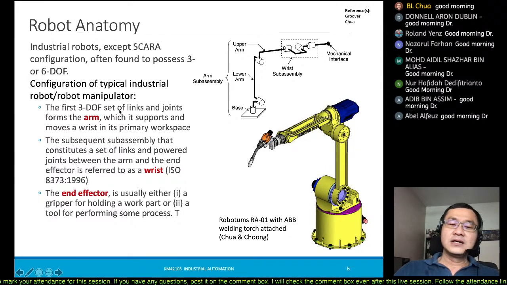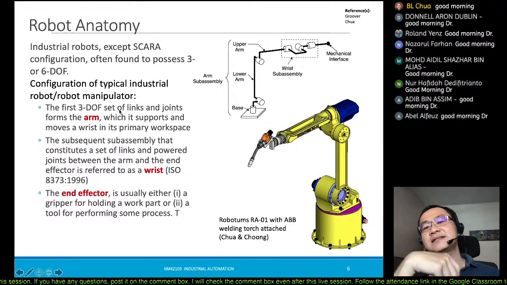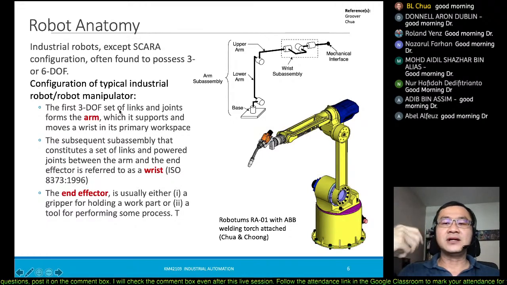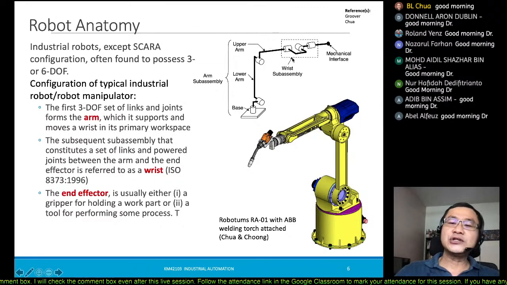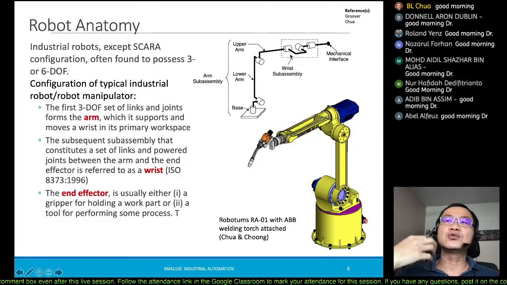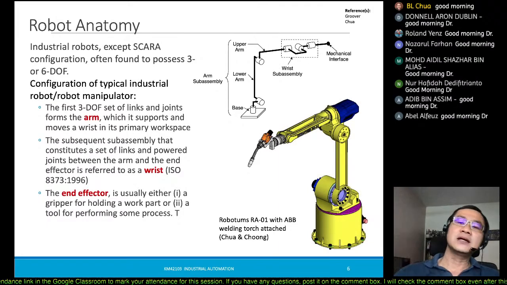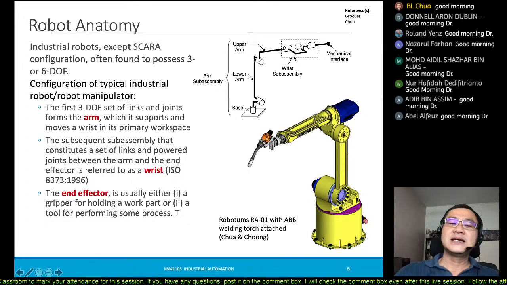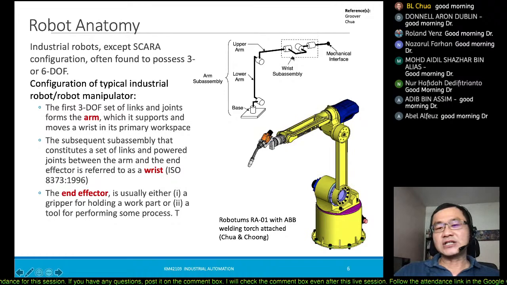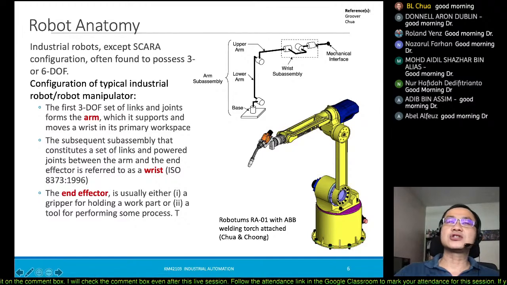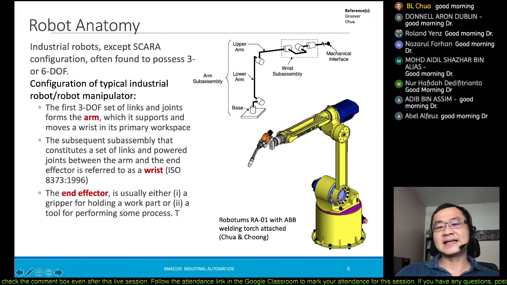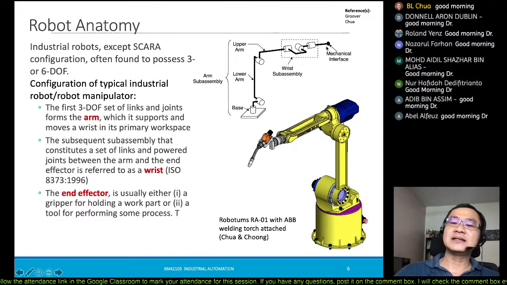Then to orientate the end part, we have another 3 degrees of freedom to provide flexibility in the spherical form. We call it a wrist sub-assembly, which again consists of 3 degrees of freedom. These 3 degrees of freedom orientate the mechanical interface, which refers to the end effector.